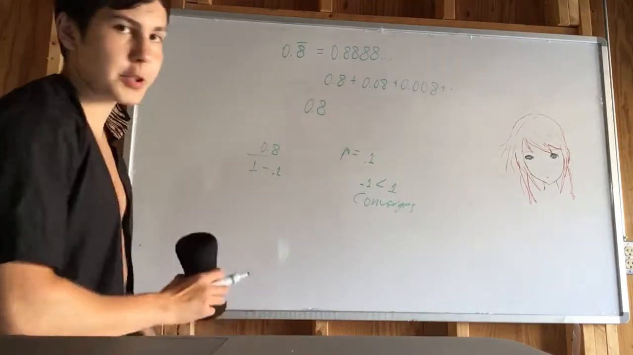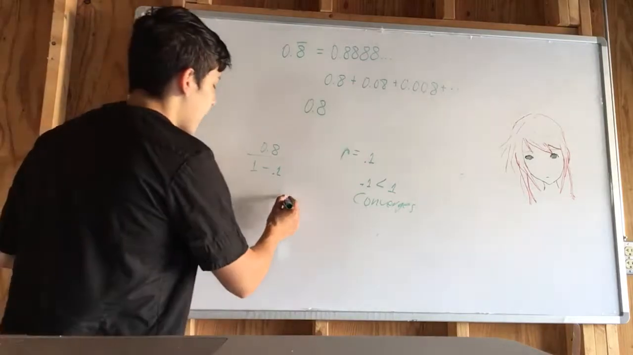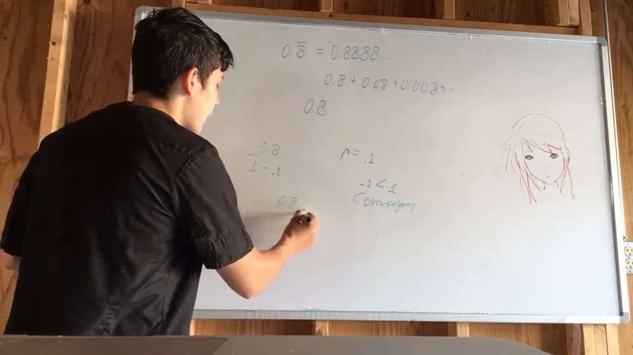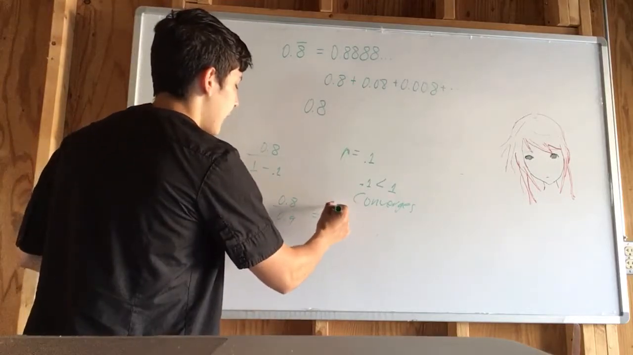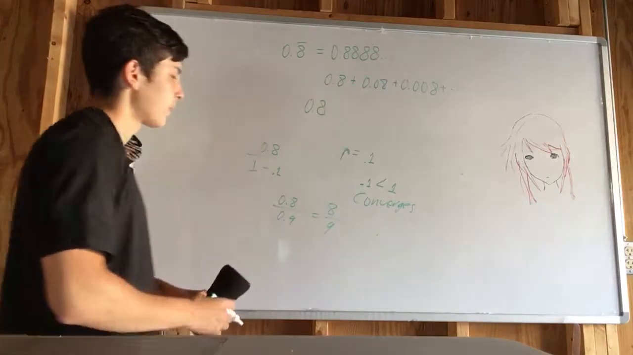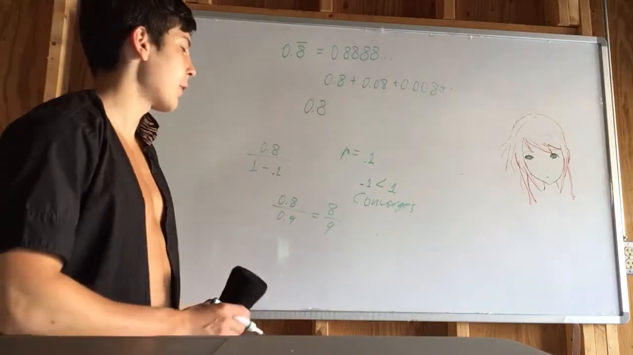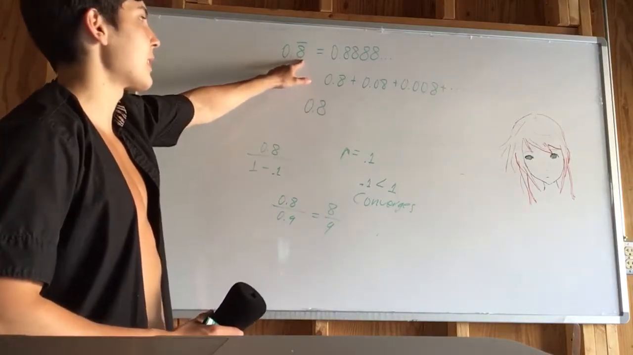Now we have what it converges to, and now we can simplify. We have 0.8 over 0.9, which is the same thing as 8 over 9. So that is our ratio of integers. That represents this.